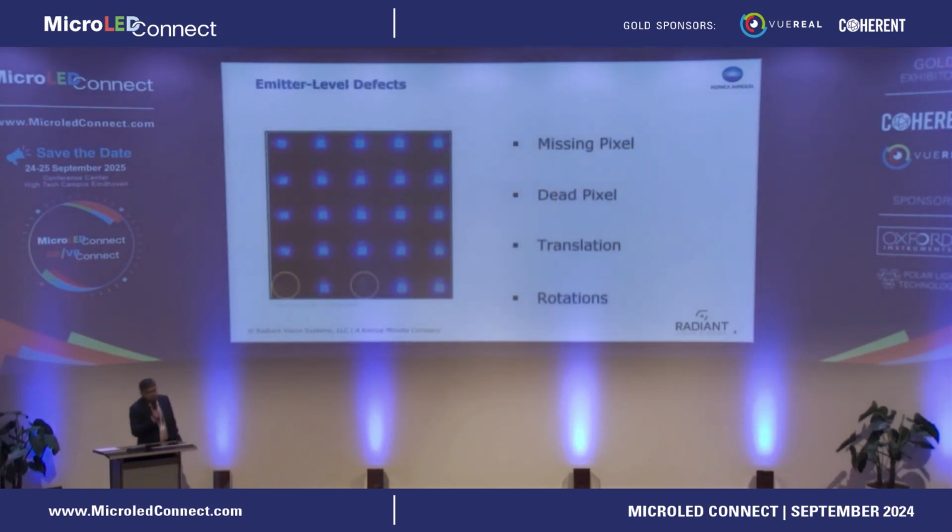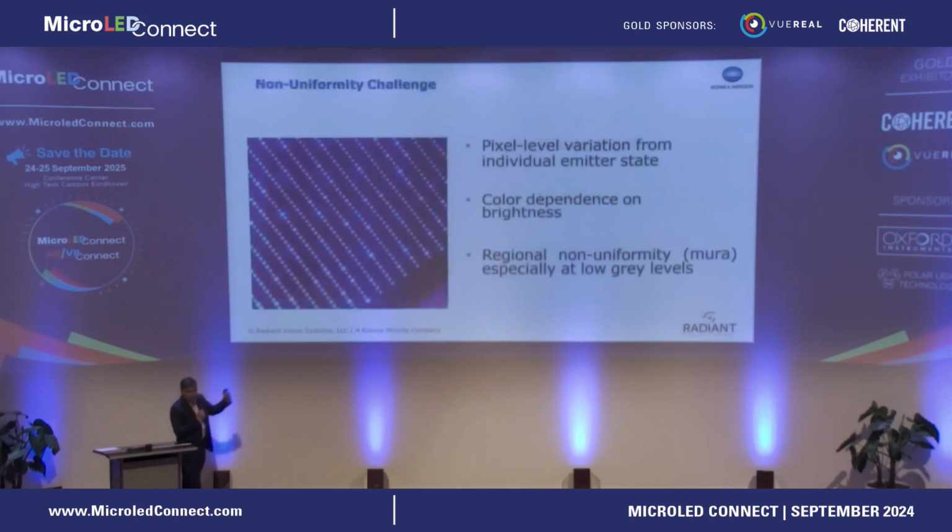On the emitter level, on the wafer level, you have what we call missing pixels, dead pixels, or translation if the pixel is not in the right place, or rotation if the pixel itself has been turned slightly. All of these defects can be easily identified, measured, and eventually corrected. I will come to the correction part in the later 2.5 minutes.